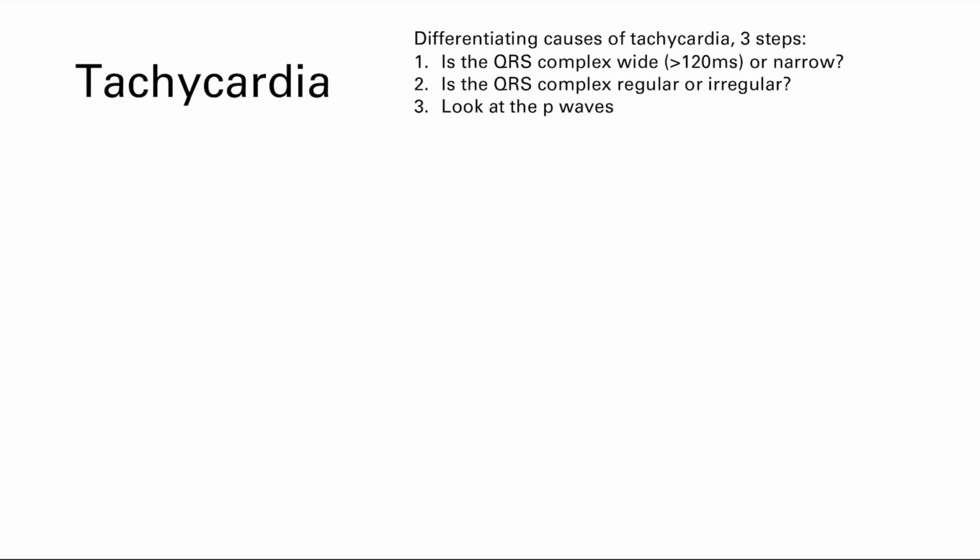So the first question you're going to ask is, is the QRS complex wide? Remember, that's greater than 120 milliseconds, or is it narrow? Once you've determined that, the next question to ask is, is the QRS complex regular or irregular? That means, is it coming at a regular time, like every 1 second or every 2 seconds, or is it coming in random spurts? And finally, once you determine that, you can look at the P waves and you can figure out your etiology. So let me show you how we do this.